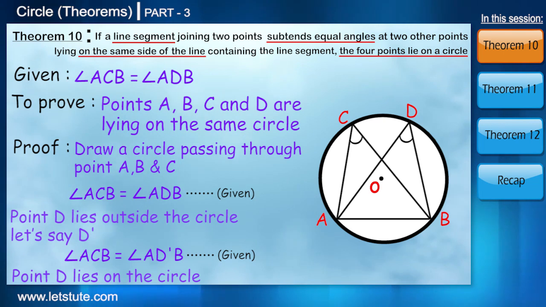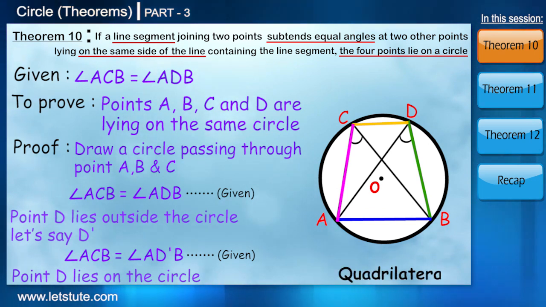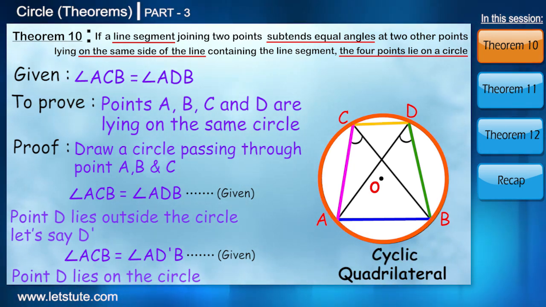When we join these 4 concyclic points, we get a 4-sided figure named a quadrilateral. And when a quadrilateral is inside a circle, it is known as a cyclic quadrilateral. Our next theorem is based on this concept only. Let's take a breath of relief as we have reached our 2 last theorems.